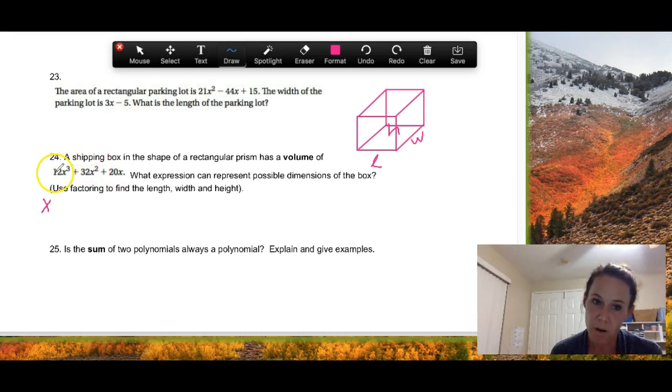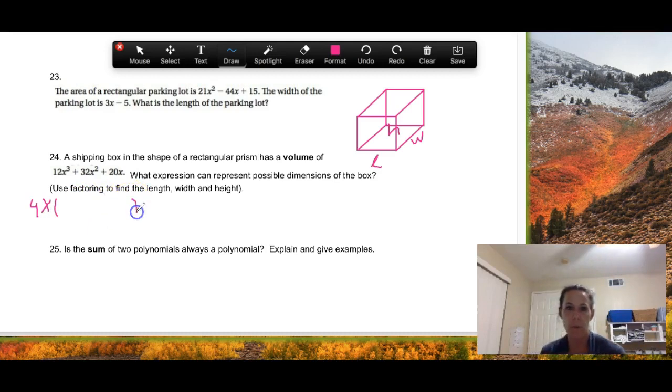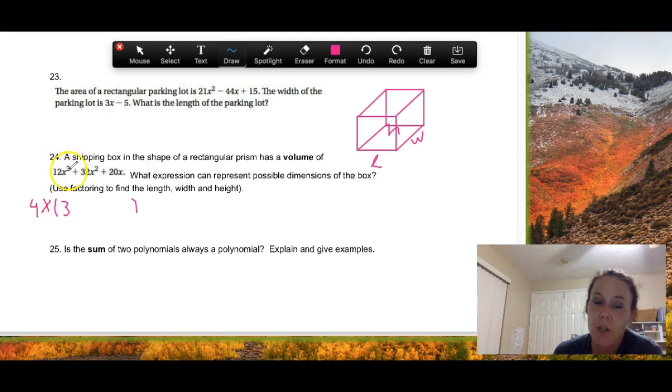12 is divisible by 4. 32 is divisible by 4. 20 is divisible by 4. Let's pull out a 4. All right, if we do that, let's see what's left. If we pull out a 4x, if I divide a 4x out of this, 12 divided by 4 leaves me with 3. If I pull an x cubed and I divide out an x, I'm left with x squared. Divide a 4 out of this, well, 8 times 4 is 32, so it leaves me with 8. Divide an x out of x squared, it leaves me with an x. Divide 4 out of this, 20 divided by 4 is 5. And I pulled the x out, so that leaves me with just a 5.